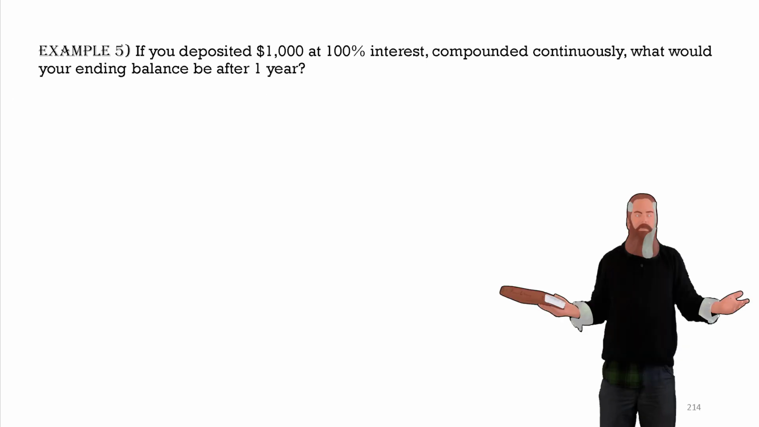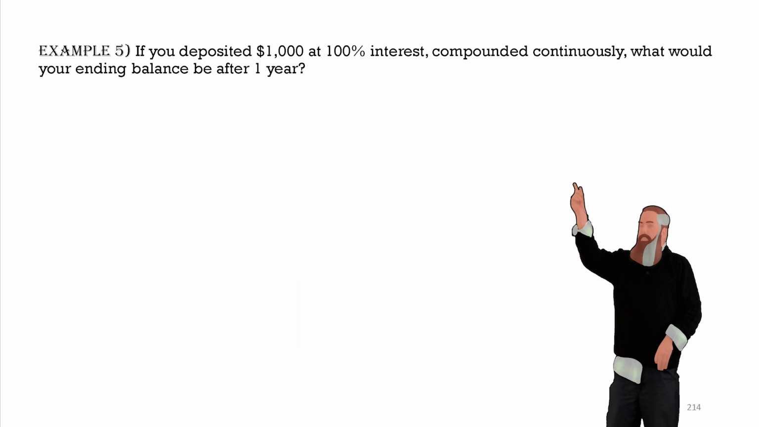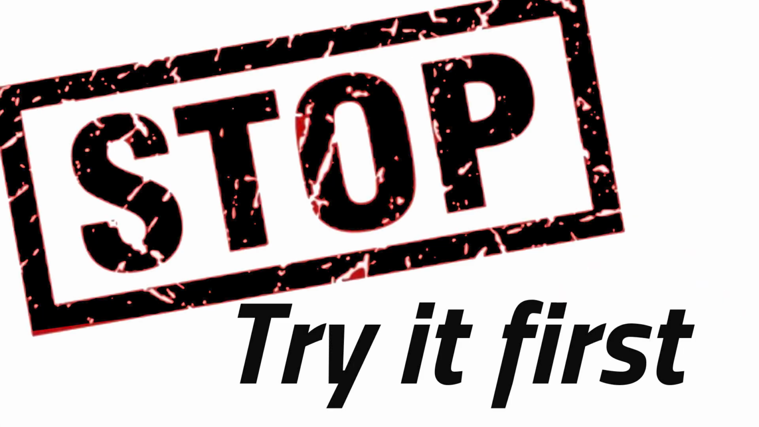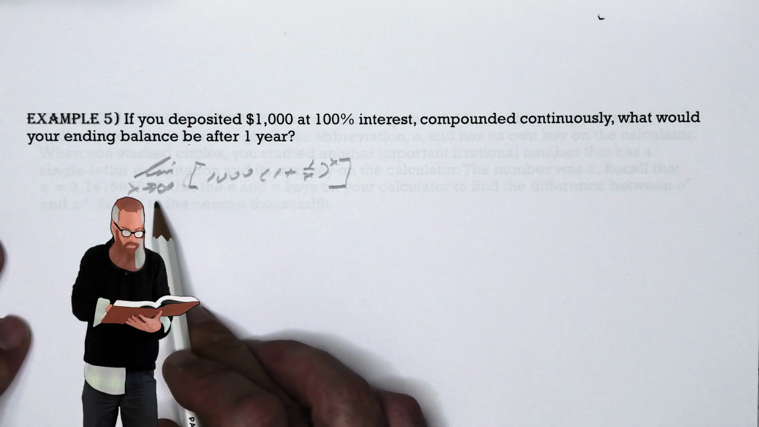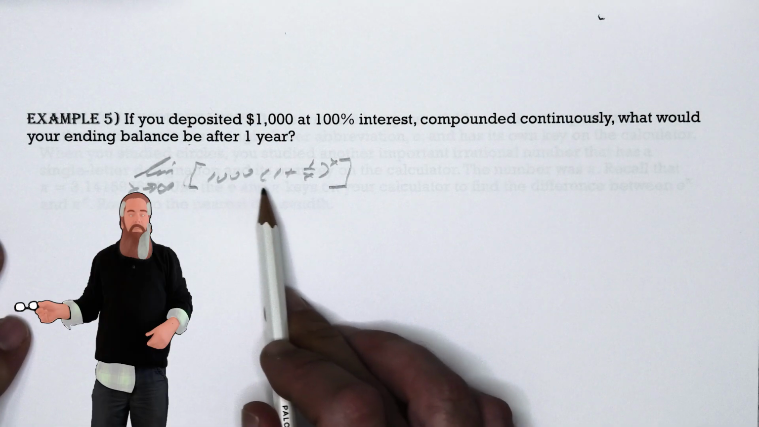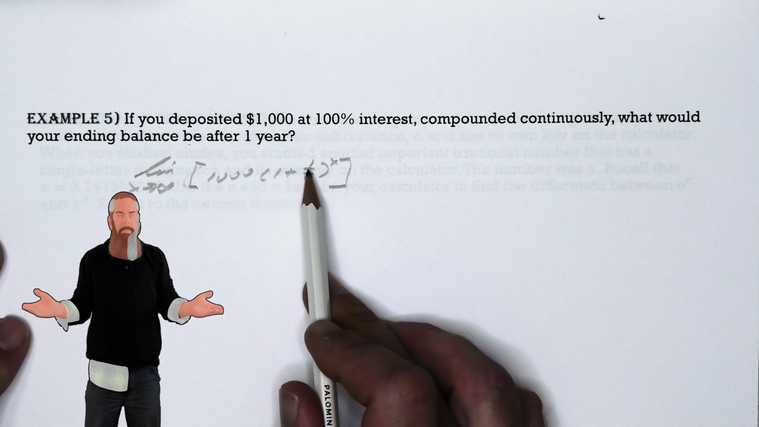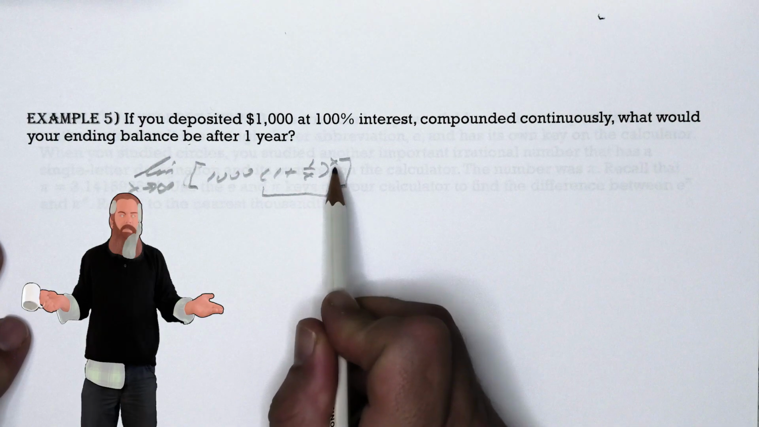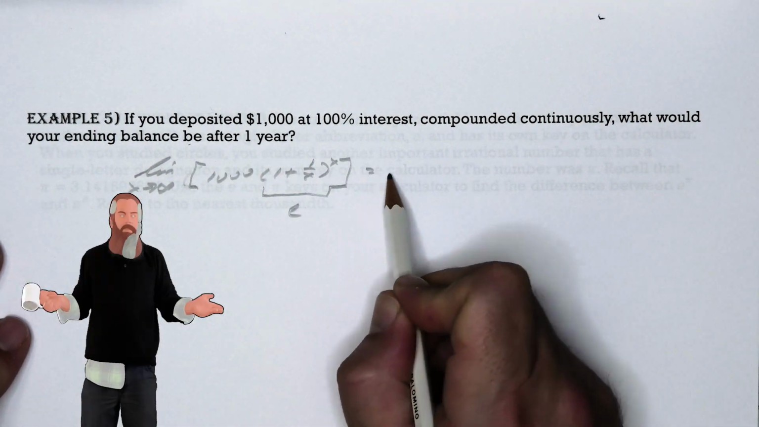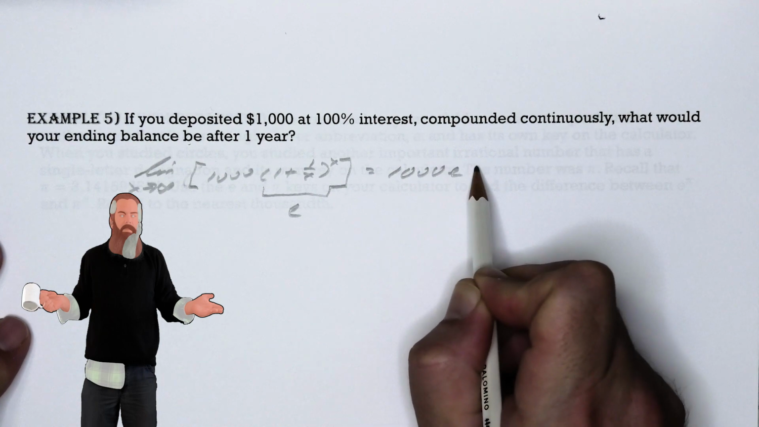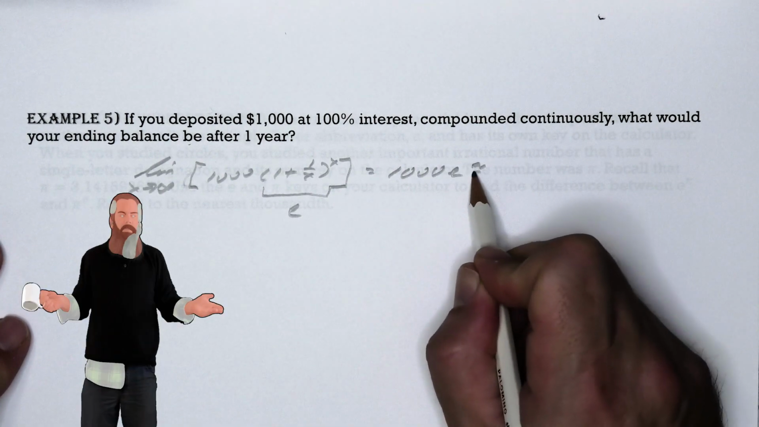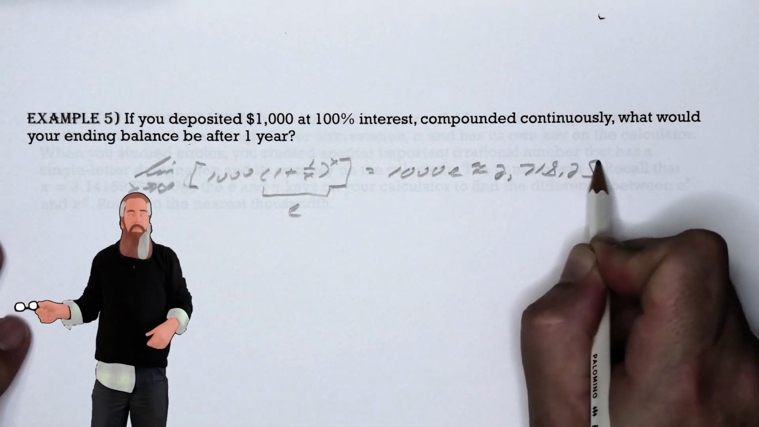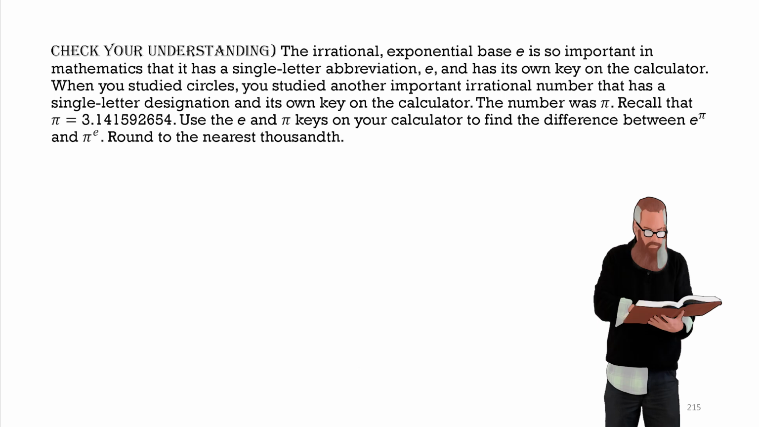Now let's compute interest on an account that is compounded continuously. If you deposit $1,000 at 100% interest compounded continuously, what would your end balance be after 1 year? That means we're trying to find the limit as x approaches infinity of 1,000 times the sum of 1 plus 1 over x to the x power. Let's remember that 1 plus 1 over x to the x power is e. This means we can have 1,000 times e. Remembering the value of e, we get approximately $2,718.28.